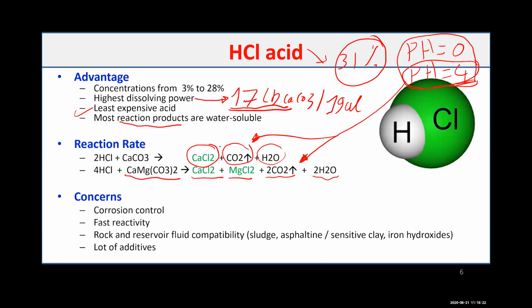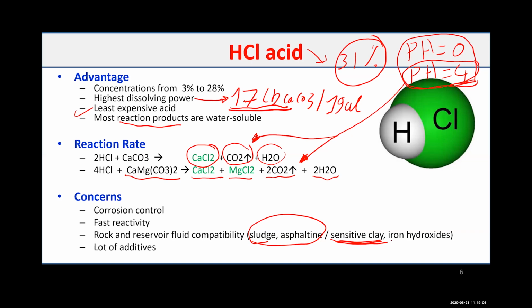Another concern is the compatibility with the rock and the reservoir fluid. Mainly, let's start with the reservoir fluid. If you have asphaltene, it precipitates when you have HCl. So you need some other additives to be sure the asphaltene will not precipitate. Second, if you have clay in your formation, especially kaolinite, this is one of the clays that, when it meets HCl, breaks into pieces and causes a lot of fines generation. So if you have a really high clay content, most likely HCl is not a good acid for you.